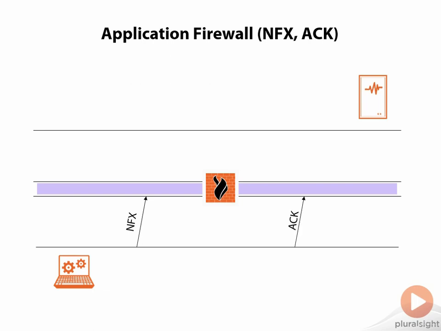In a similar manner, ACK scans will arrive at the firewall, and since they're not part of any valid established connection, the firewall will drop the packet. In the unlikely event that a reset is returned, it will be from the firewall and not from the target system.